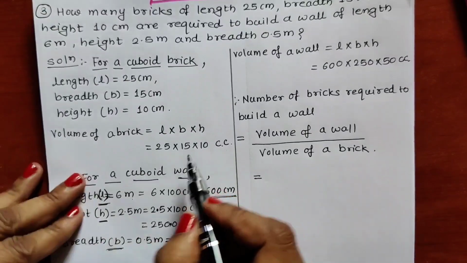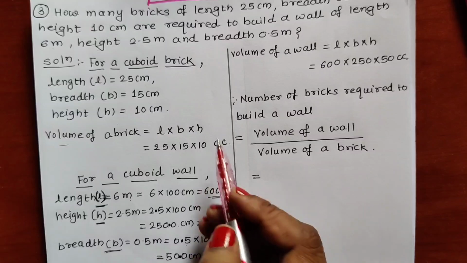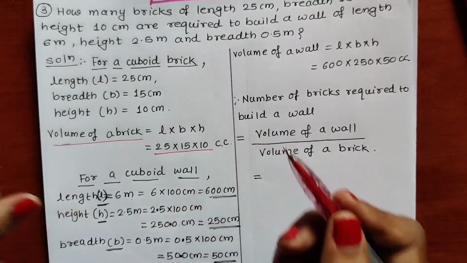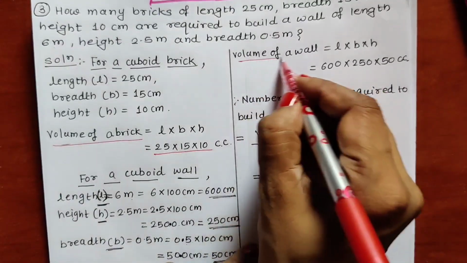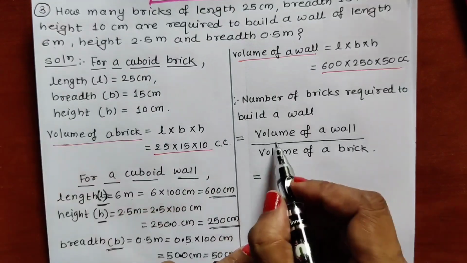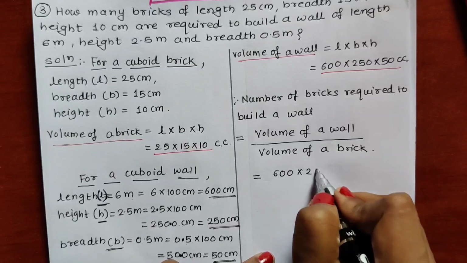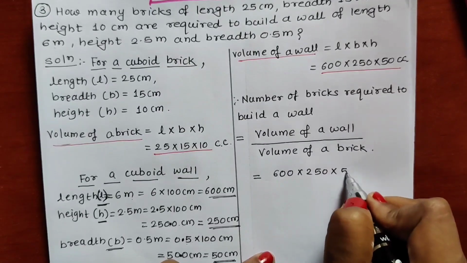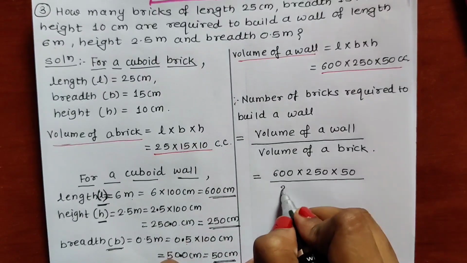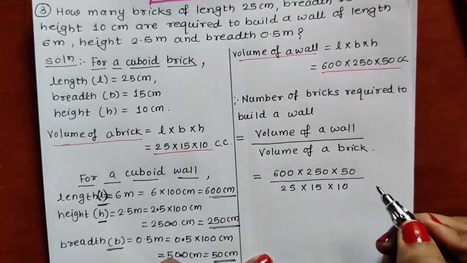So here we have got volume of brick, which is equal to 25 into 15 into 10 cc. This is volume of brick, which is 25 into 15 into 10. And this is volume of wall, which is 600 into 250 into 50. So I will be writing volume of wall in numerator, 600 into 250 into 50, upon, in denominator we have to write volume of brick, 25 into 15 into 10.